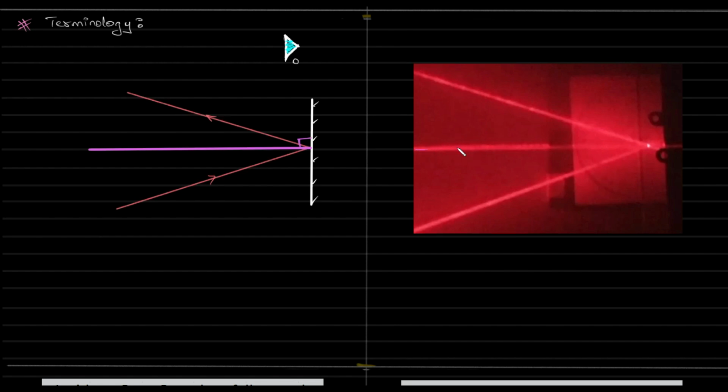This line, I'll change the color. So this line, I try to keep it perpendicular to the surface, and generally from this end, I try to switch on my laser and hit the mirror at this particular point. So as you can see, I have kept a protractor. This angle looks to be equal to this angle. Kind of. Anyways, we're trying to learn here the terminologies.